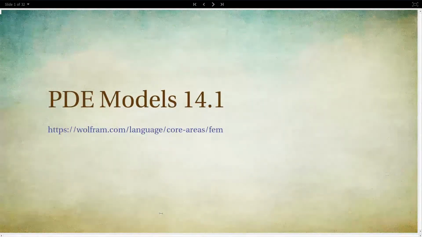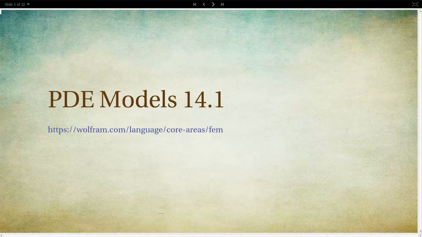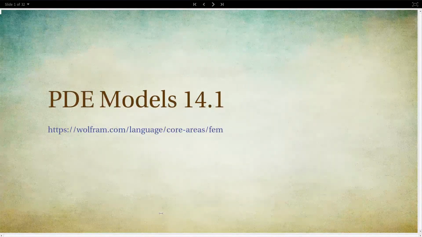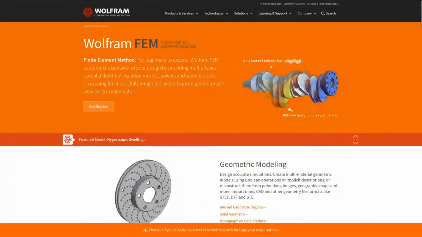All right, my name is Oliver, and I work on DSolve, PDE models, and the finite element method. And today I'm going to be talking about what's new for PDE models in version 14.1. Before I do that, I'd quickly like to jump to the core area page of the finite element method to give you a rough idea of what capabilities we have with the finite element method.